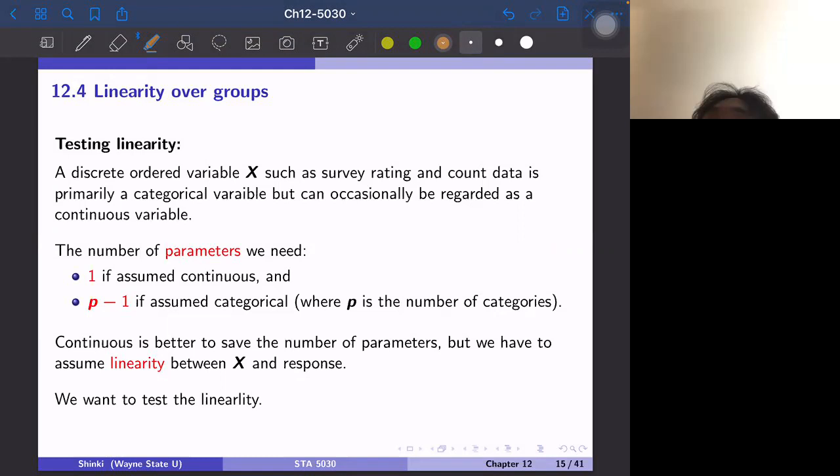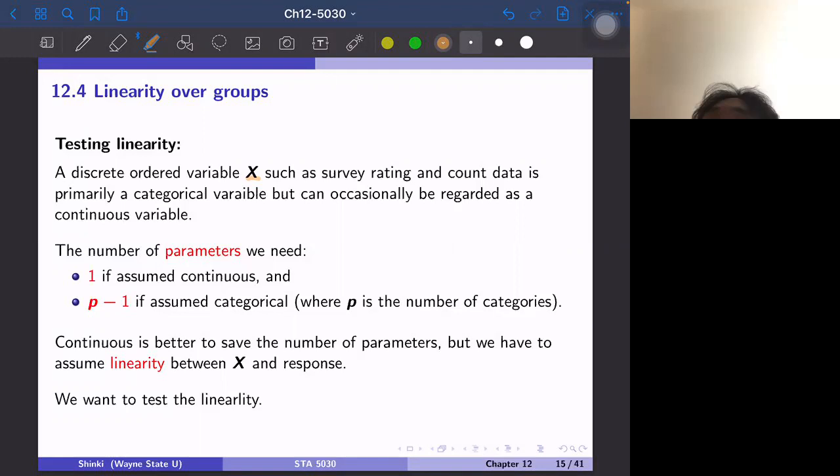So, testing linearity. Think about the case of a discrete ordered variable x, such as a survey rating, or maybe count data. That is primarily a categorical variable, but it's ordered. So occasionally it can be regarded as a continuous variable for regression purposes.